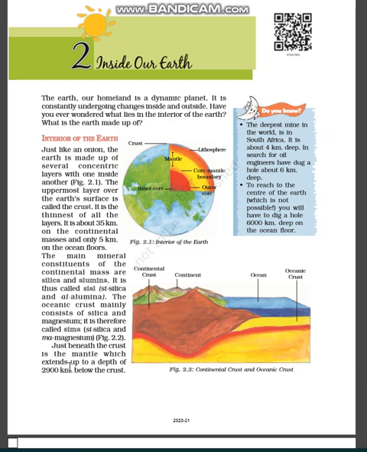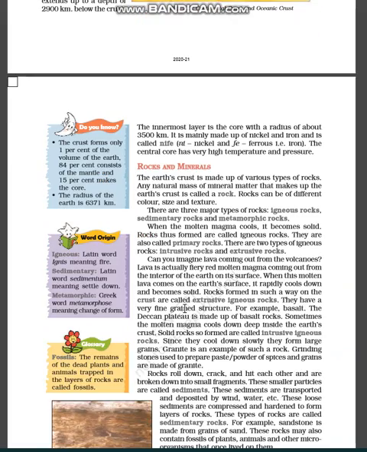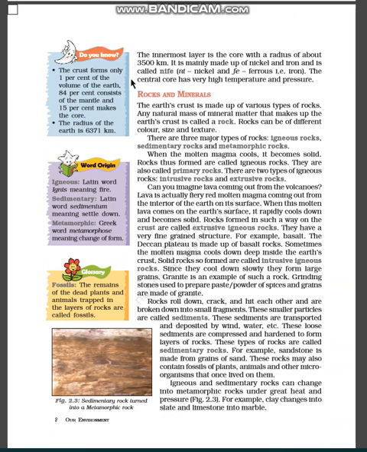Just beneath the crust is the mantle, which extends up to a depth of 2,900 kilometers below the crust. The innermost layer is the core with a radius of about 3,500 kilometers. It is mainly made up of nickel and iron and is called Nife, Ni for nickel and Fe for ferrous, i.e. iron. The central core has very high temperature and pressure.